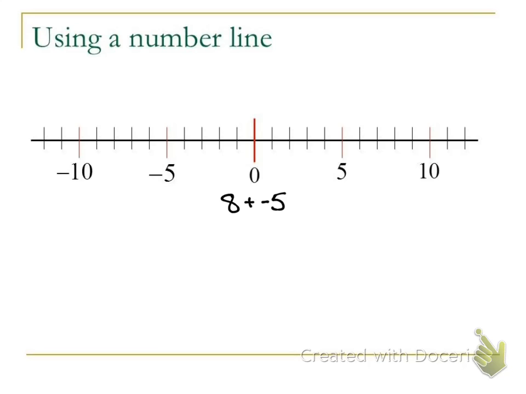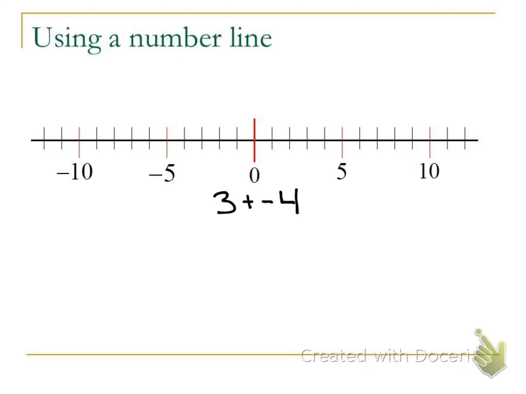Let's look at something just a little bit different. I'm going to do pretty much exactly the same thing, but I just need to take care of the signs. So now I have a positive 8 plus negative 5. So I'm going to start at 0 like I always do, but this time I need to go positive 8, so I need to go right 8 units. And then I'm going to add negative 5, so I need to go negative 5 units, or left 5 units, and then see where I am. And that puts me at positive 3. So 8 plus negative 5 is equal to 3.